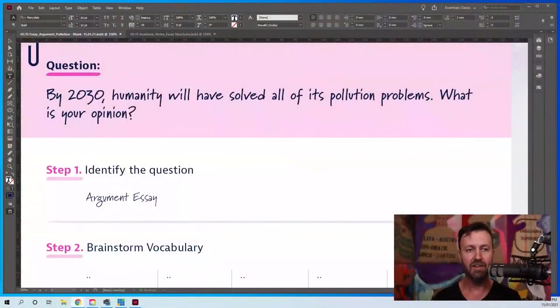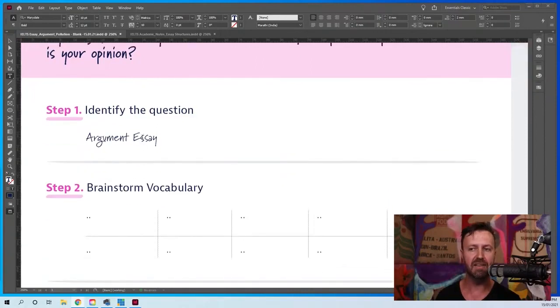Cool. All right, guys, we're now going to flick to the essay. You can see on my screen here. The argument essay that we're doing today is one about pollution. So the question we have is, by 2030, humanity will have solved all of its pollution problems. What's your opinion? So the first thing we're looking at here is it is an argument essay, and we can know that simply by the words at the end of the question.